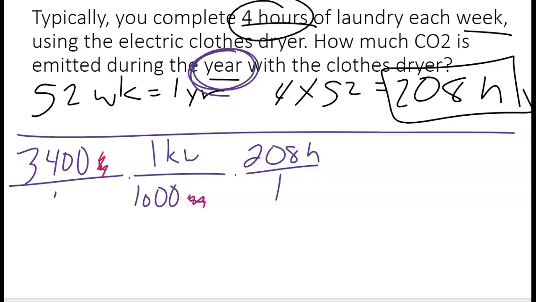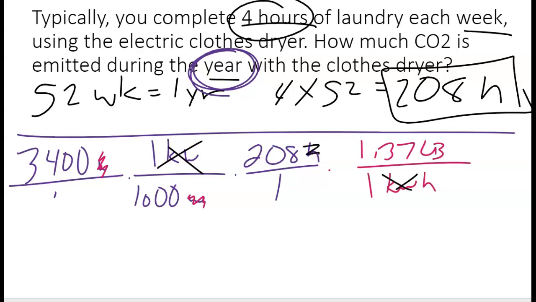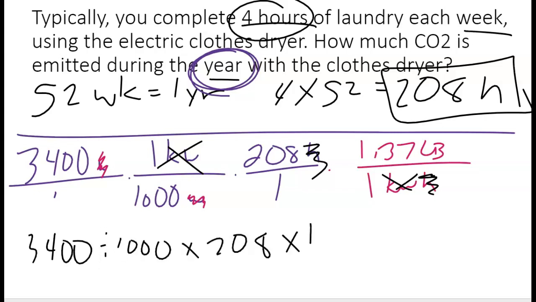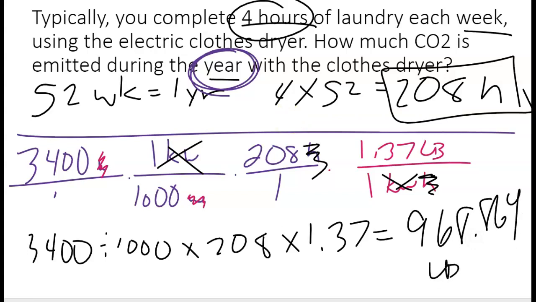And once we are in kilowatt hours, then we can do 1.37 pounds over 1 kilowatt hour, because kilowatts cancels out with kilowatts, hours cancels out with hours, and now we're ready to roll. So 3,400 divided by 1,000 times 208 times 1.37. And that gives me 968.864 pounds of CO2. And that is kind of an introduction to carbon dioxide emissions with electricity.